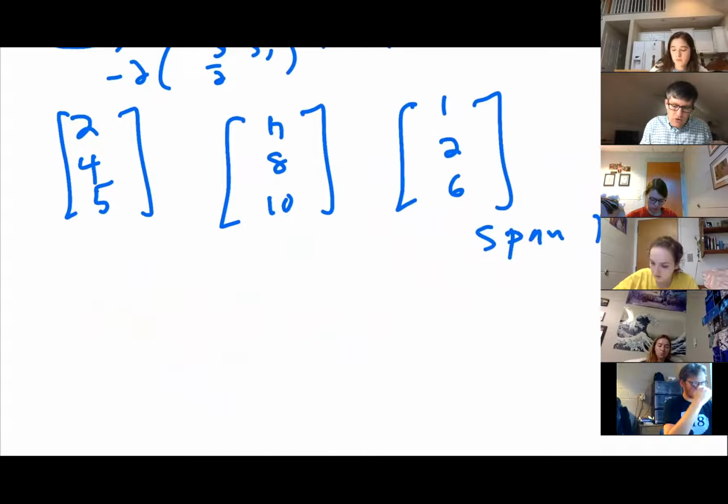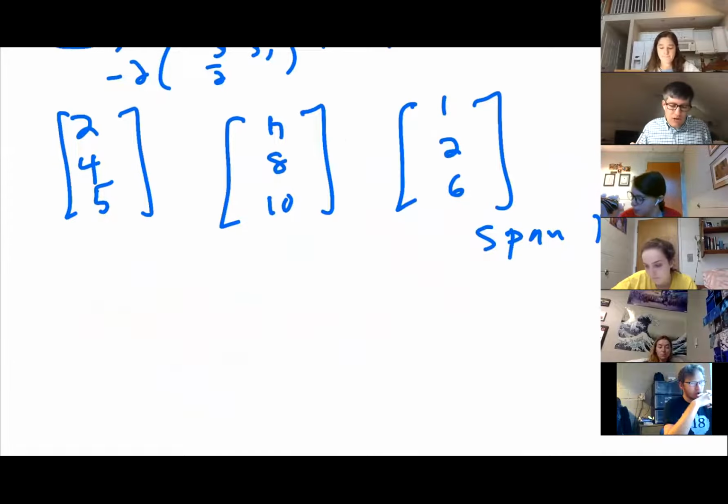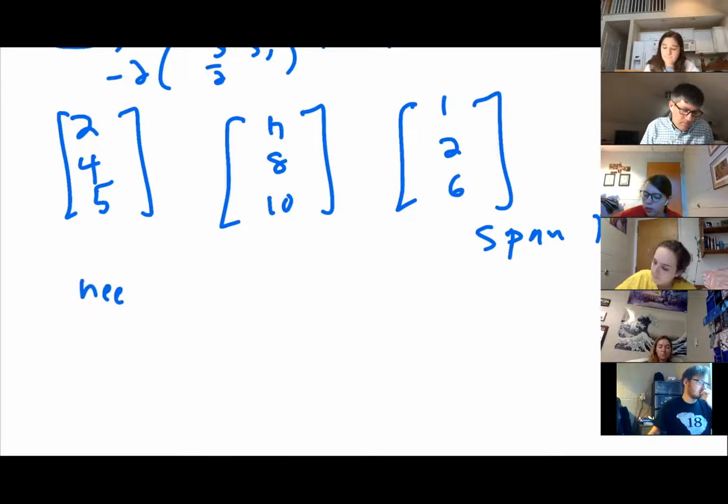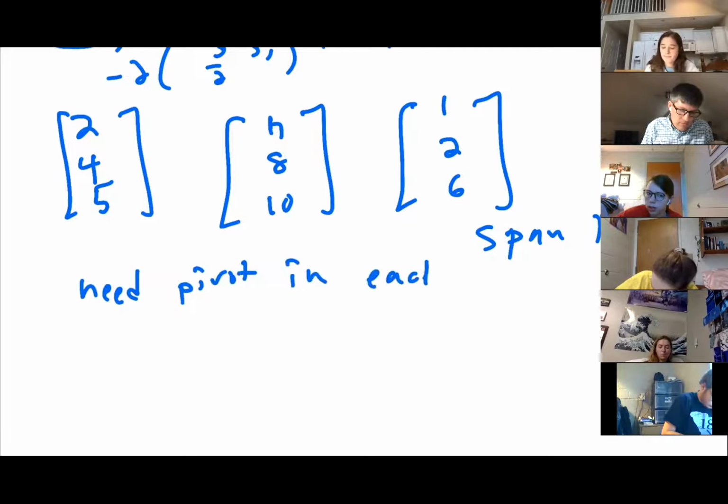if they span R3. So the first question I've got is, spanning R3, that's a hard abstract concept. Let's relate it to something that's easier for us to understand. What's the best link? What does it mean to span R3? What am I looking for here? Rows. I need a pivot in every row. That's right. Need a pivot in every row.